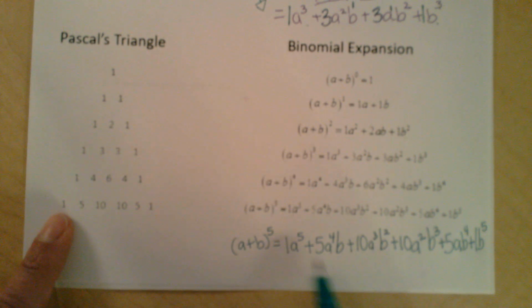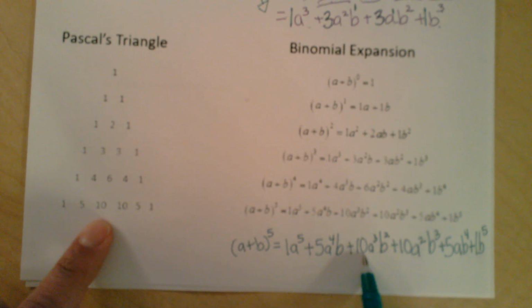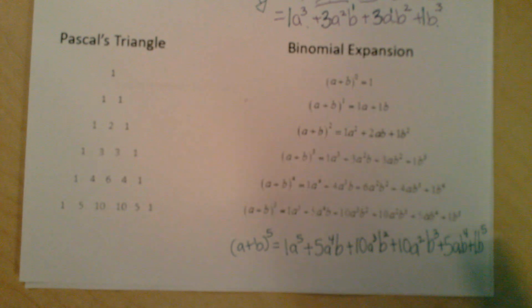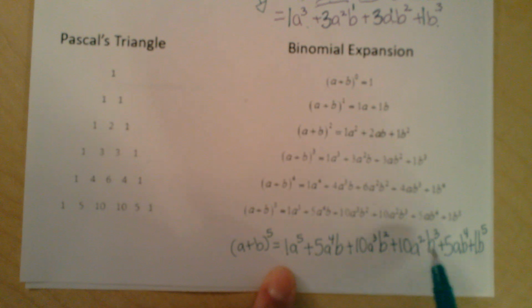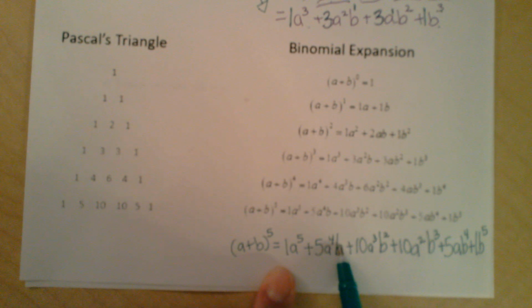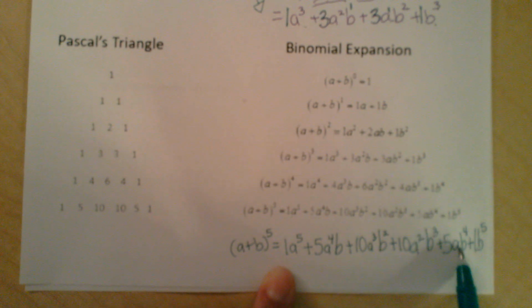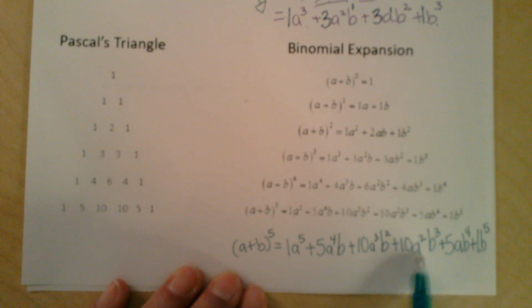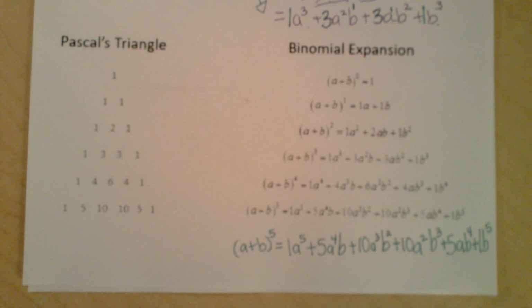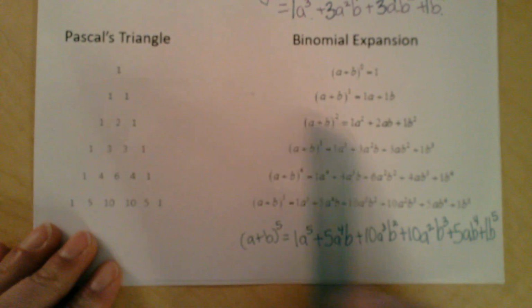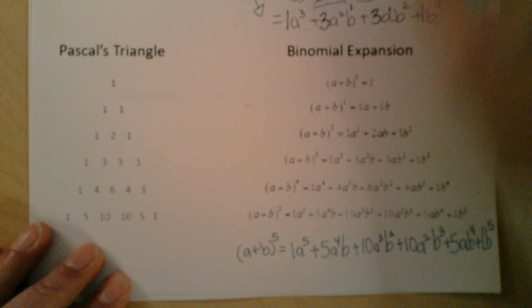So here we have 1, 5, 10, 10, 5, 1. Exponents 5, 4, 3, 2, 1, none. No b's. B to the 1st, b squared, b to the 3rd, b to the 4th, b to the 5th. There we go. We have our exponent patterns, and we have our coefficients. Now let's see our examples. I just wanted to do one that's a little bit longer for you so that you can see. And we're going to be using this too. Okay, moving on to our examples.